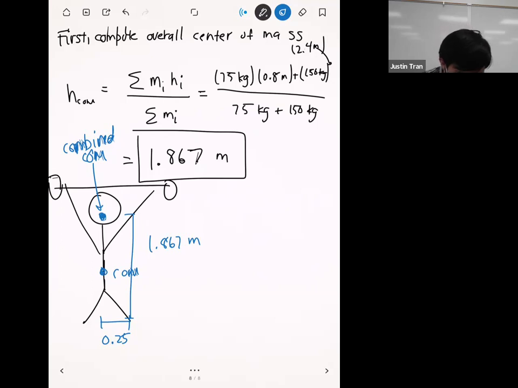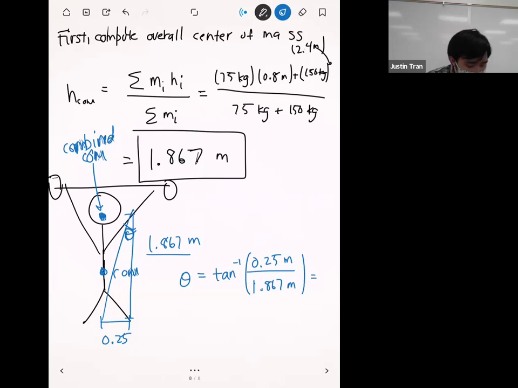All right, so if we draw a triangle again, where now the adjacent side is 1.867, and we say that the angle that we can rotate is theta, and we plug it into our previous equation, theta is equal to tan inverse of the opposite, 0.25 meters, divided by the new center of mass location, which is 1.867 meters. And this is a much smaller number. The number that we get for this is 7.63 degrees.